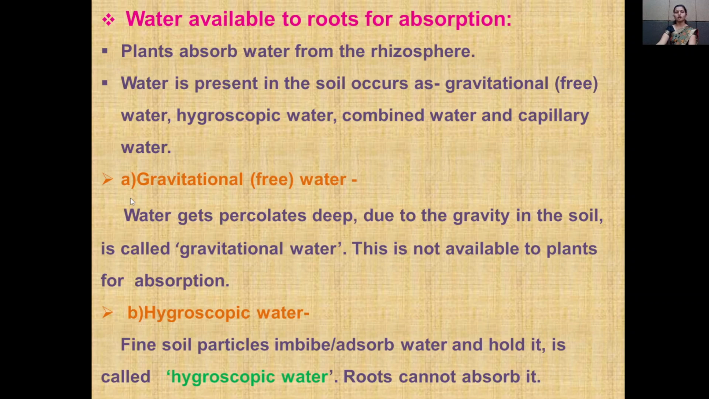Out of these, first is gravitational water, which is also called free water. Water percolates deep due to gravity in the soil. It is called gravitational water. This is not available to plants for absorption. So the first water, gravitational water, is not available to plants for absorption.